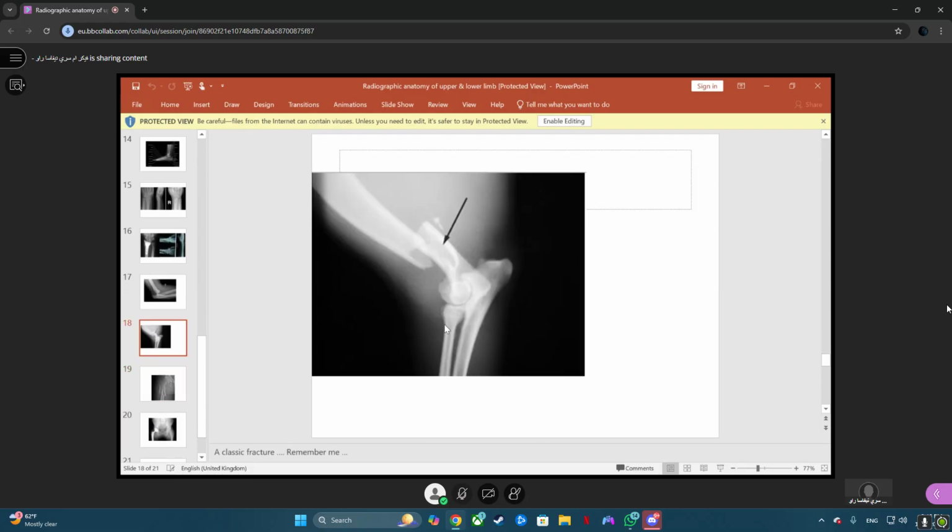Yeah, radius and ulna here. This is radius and this is ulna. This is the humerus, and you can see the shaft of the humerus. So this is the shaft of the humerus. There is a fracture, a fracture of the shaft of the humerus.